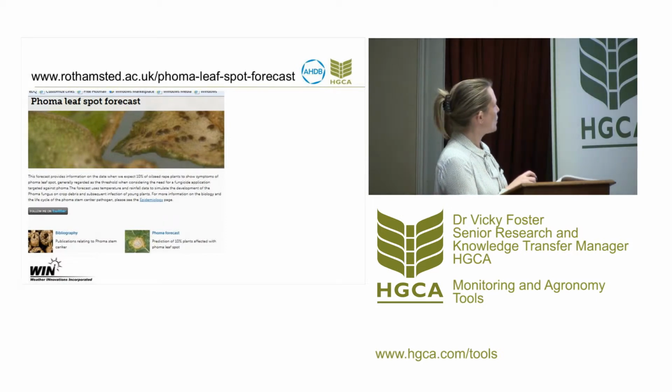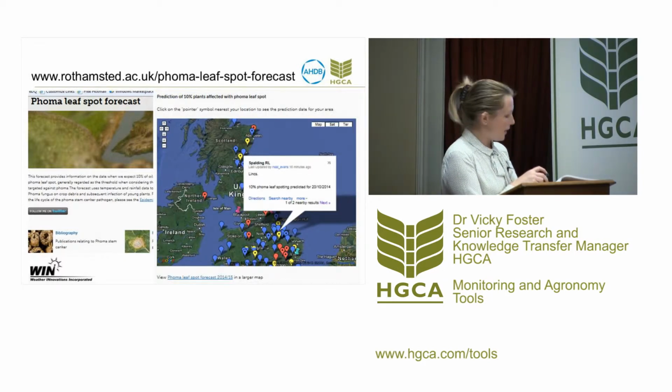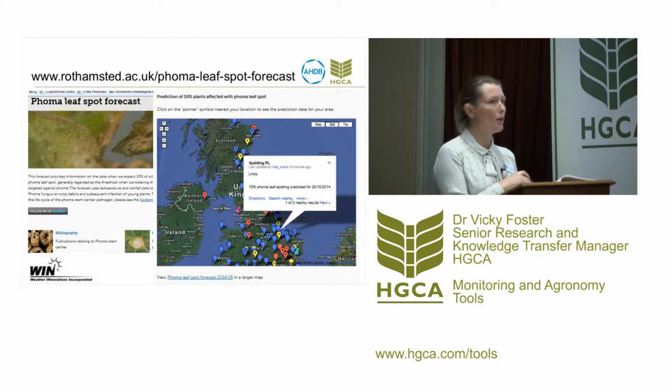And again, this just shows you the output of some of that information. So you get these regional pictures here, where you can get information on that 10% Phoma leaf spotting. And each of these blobs here, these are all weather stations. And the ones with the black dots in them, these are the HGCA weather stations. We have our own network of weather stations as well now to add to this.